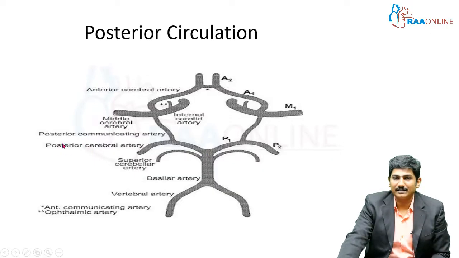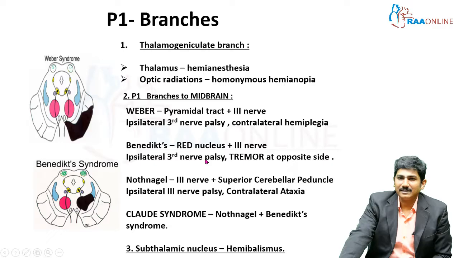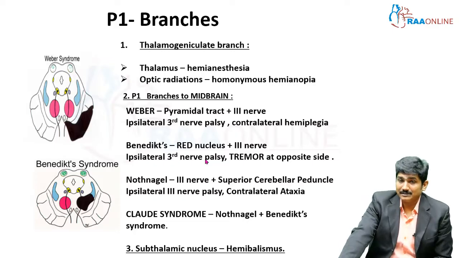Posterior cerebral artery, right? This posterior cerebral artery is divided into P1 segment and P2 segment by this branch. What is this branch? This is the posterior communicating artery. So the posterior cerebral artery is divided into P1 and P2 segments by the posterior communicating artery. As far as exams are concerned, the P1 has some branches which can be exam cases for you.